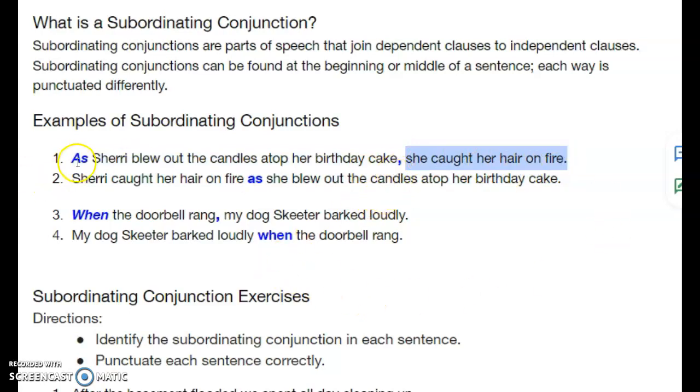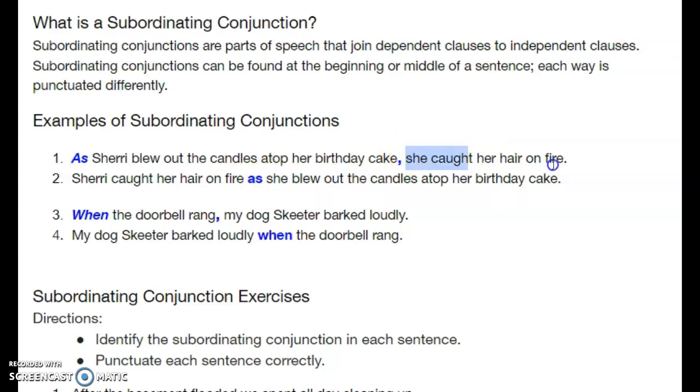All right, so again, what I want you to get out of here mostly is that if you use the subordinating conjunction at the beginning of the sentence, you need that comma, and you can almost hear where the comma goes, right? As Sherry blew out the candles atop her birthday cake, she caught her hair on fire. See how you can hear that it's two separate parts of a sentence, and the comma goes between. If we do the same sentence, but we put our subordinating conjunction as in the middle of the sentence, now we do not need a comma.